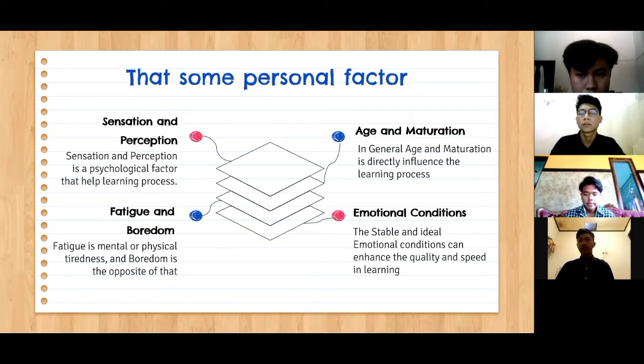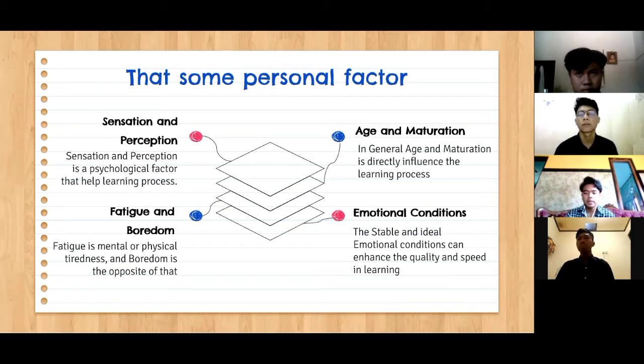The first is sensation and perception. Sensation and perception are basic psychological factors that help the learning process. Sensation is the core of perception. There are five sense organs of humans, which are skin, ears, tongue, eyes, and nose. If there is dysfunction or a defect in these five sense organs, it will affect the learning process and the acquisition of knowledge, because sensation is the perception of various stimuli in the environment.